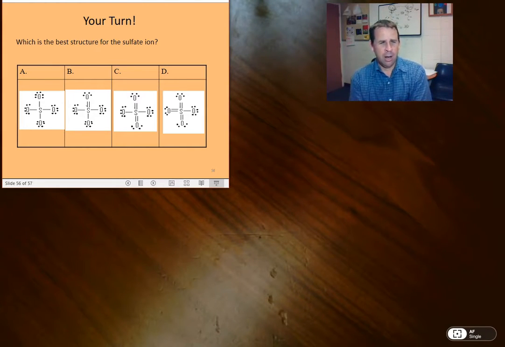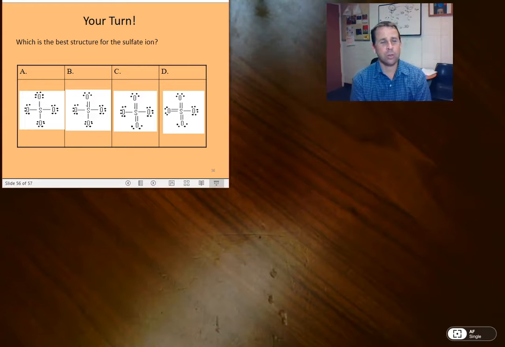All right, if you had trouble with that one, here's a hint. You can tell the best structure by the one that has the fewest number and the lowest charge in terms of formal charges. So anytime you're asked to identify a good structure, you're looking for the number of formal charges on the compound. Okay, so if you didn't do that yet, go back and do it again.